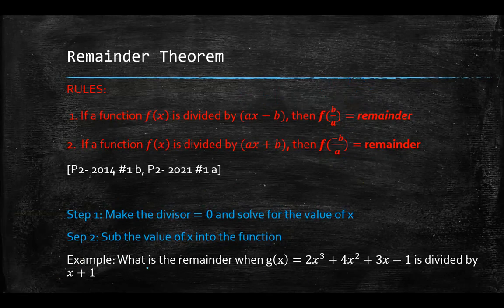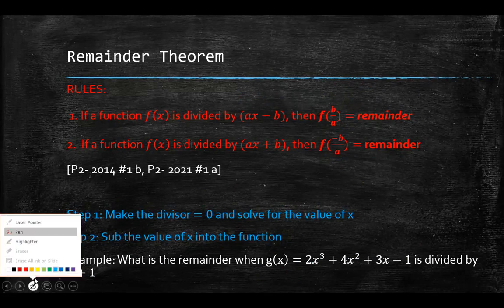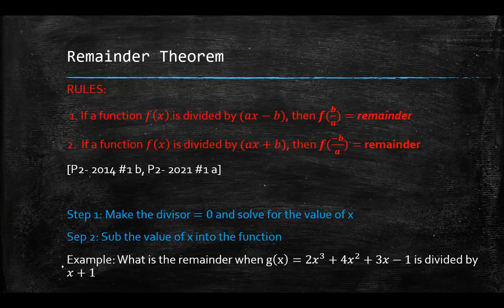This was an example. What is the remainder when g of x, so this is the function that they gave us, is equal to 2x cubed plus 4x squared plus 3x minus 1, and they told us that it's divided by x plus 1. So x plus 1 is my divisor. In this case, it's understood that the value of a is 1, right? They asked me for the remainder. So the first thing you want to do, put this equal to 0, solve for the value of x, and then sub in the value of x into the function.